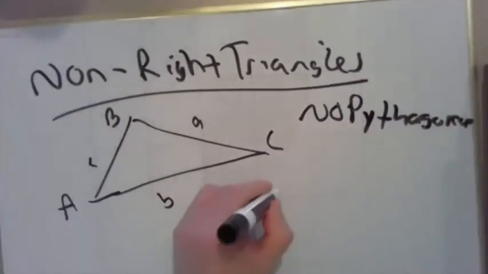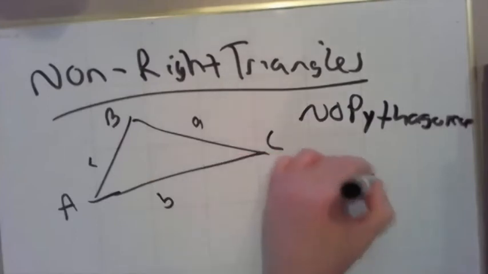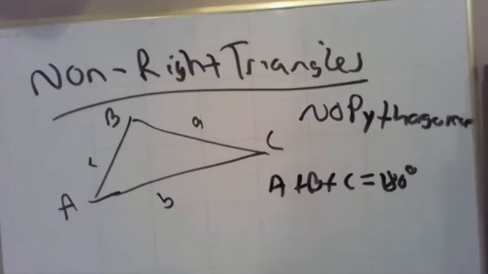We still have A plus B plus C, the measures of those angles, equals 180 degrees, because it's still a triangle, but we don't have a right angle. We don't have the Pythagorean theorem. A squared plus B squared does not equal C squared. In fact, that's what law of cosines is, which we'll do next time. It's the correction to Pythagorean.